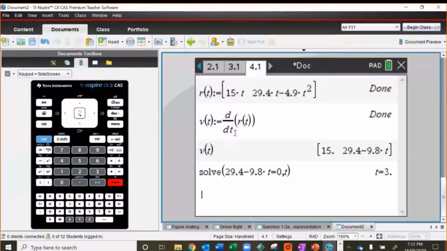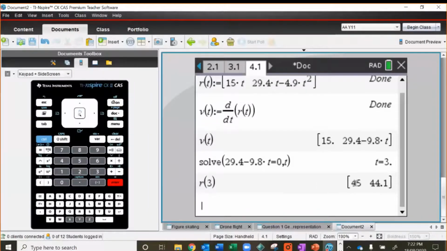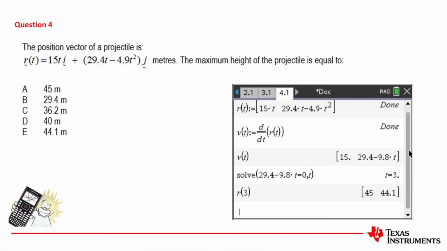So I know that the vertical component of the velocity will be 0 after 3 seconds. And now I find r in 3. So it will be 45 horizontally and 44.1 vertically. So if we go back to our question, we see that this is answer E.